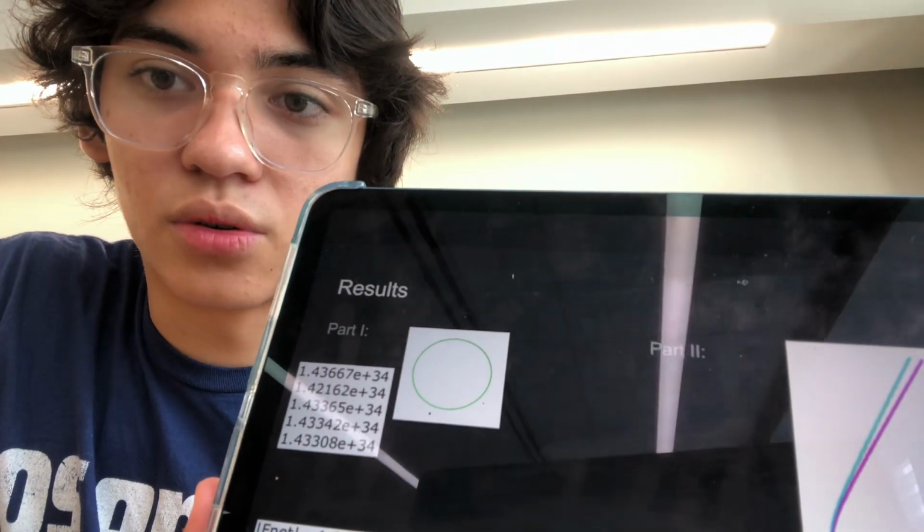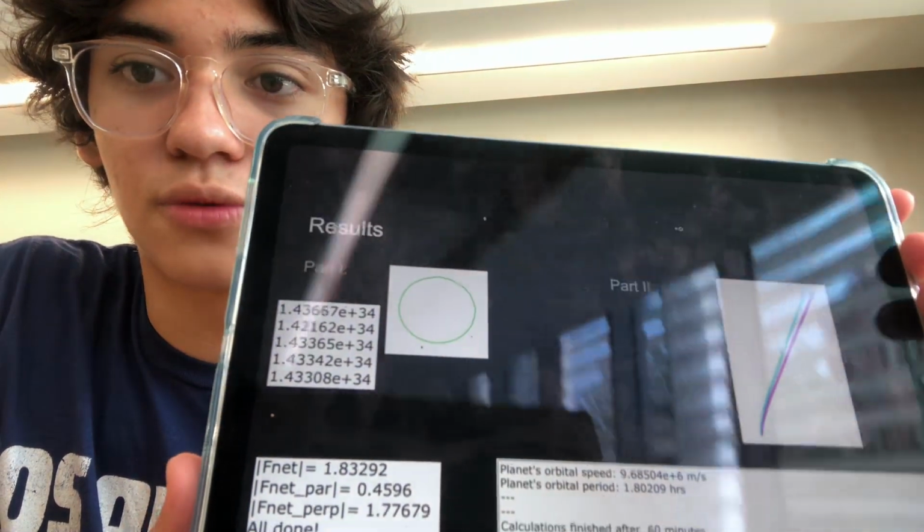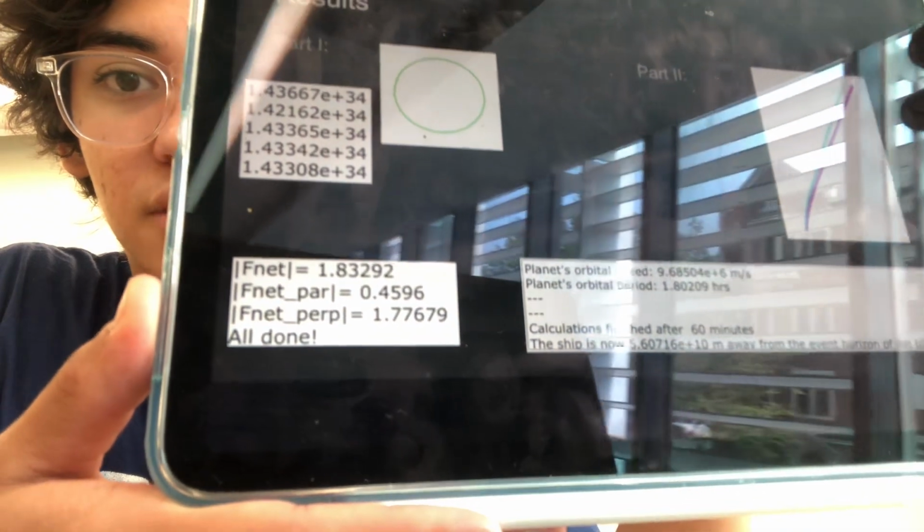Results. For part one, we can see this was the orbit given in green, and then about 1.43 times 10 to the 34 kilograms, and then the given forces at the end of it.